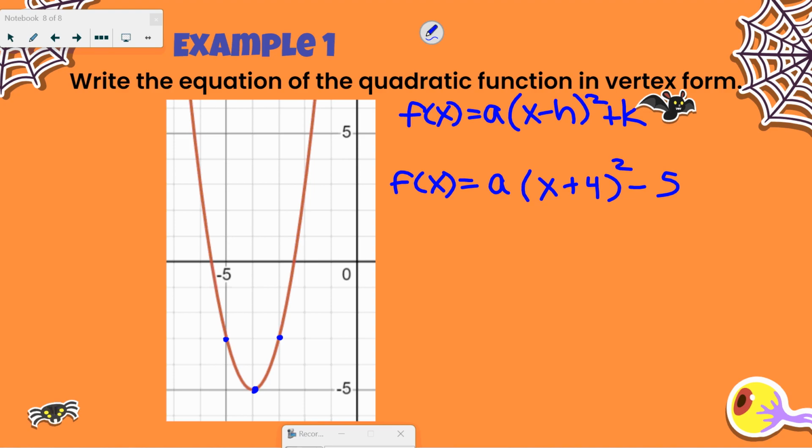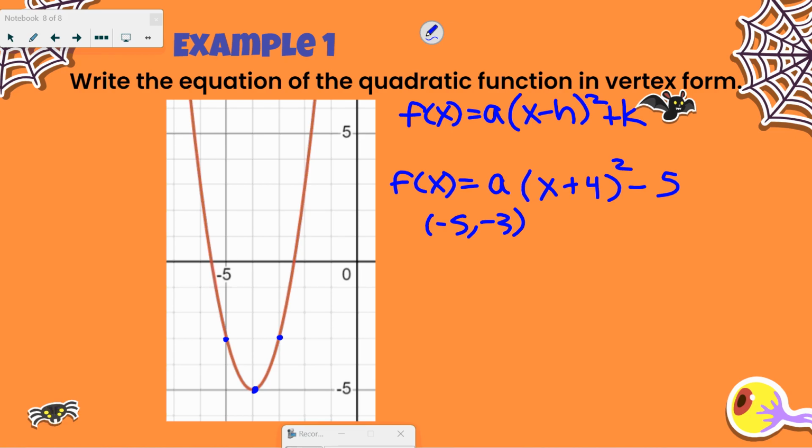No. So Ruby was on it in the sense of plugging in a point, but we just can't plug in the vertex because that's going to zero out a and not help us find a. So let's pick one of these other points to help us. So what's another good point we could use? What do you guys see? All right, good. We have the point -5, -3.